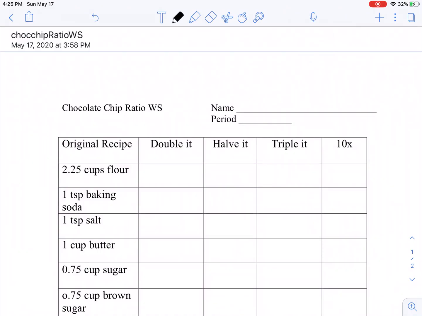All right. I'm going to go over some of these problems for the chocolate chip ratio worksheet. And you might be asking, why are we doing a chocolate chip recipe in chemistry class?